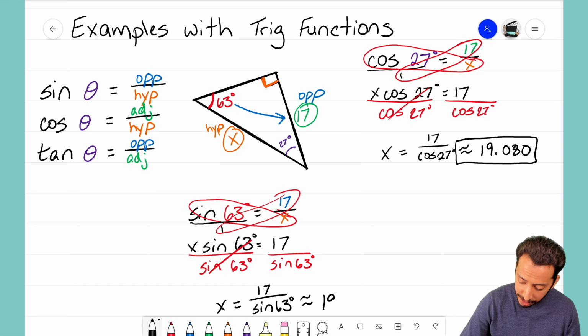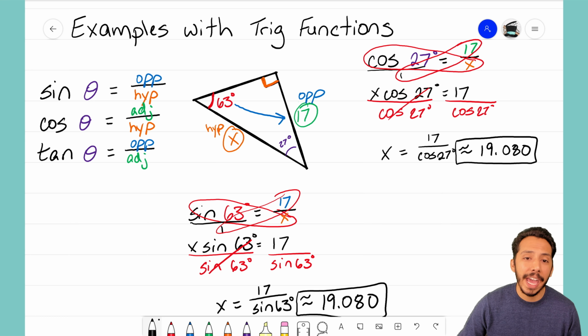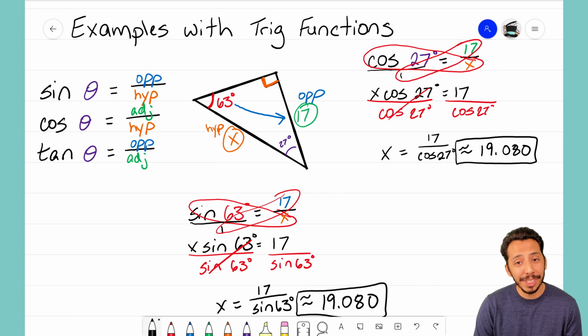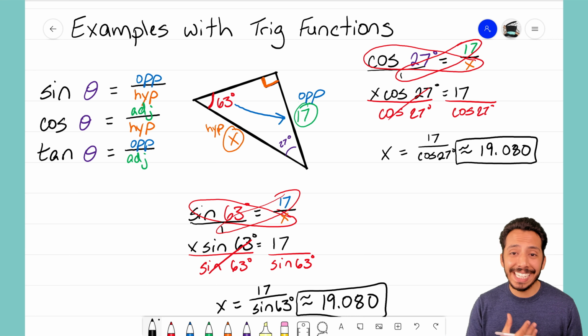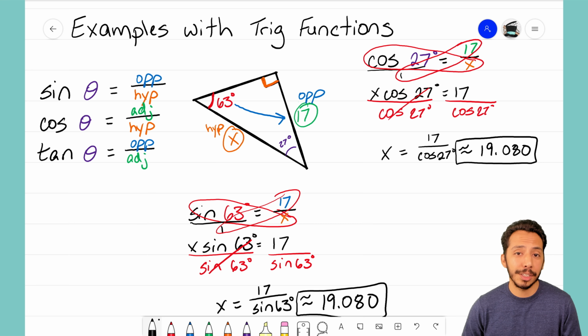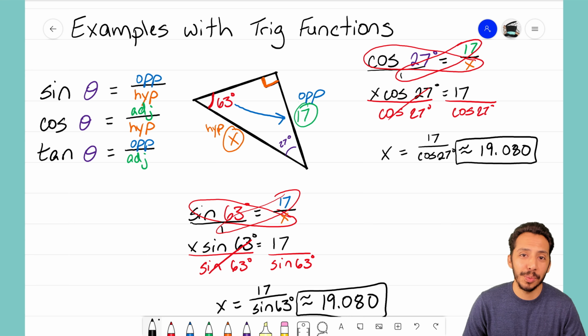Okay, and I want to make it very known to you guys that whenever you are trying to solve a trig function, there's always going to be two ways you can do that. Because you can use both angles in that triangle as a reference angle. With cosine, we use 27 degrees as our reference angle. For our sine problem, we switch to the 63 degree angle. Both are right. Both are 100% correct to use. It's just up to you which one you want to use.